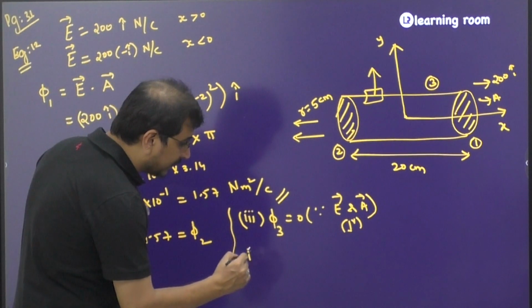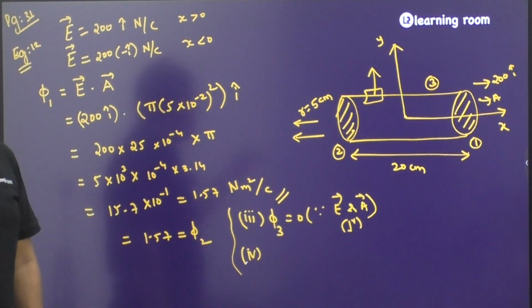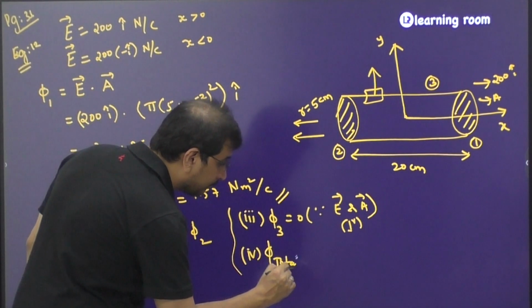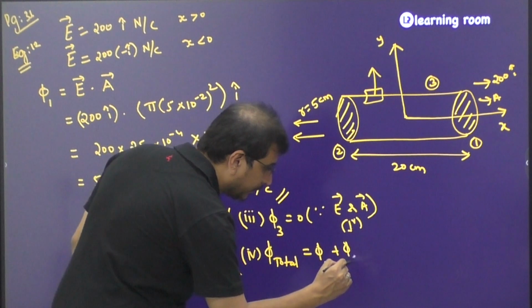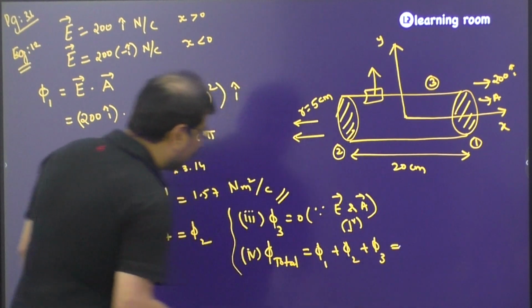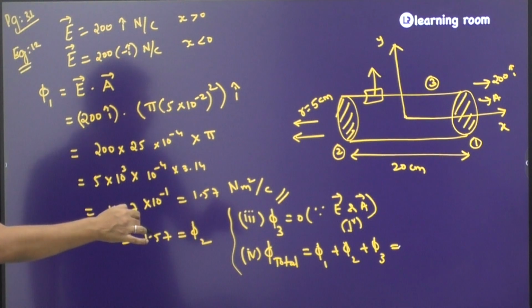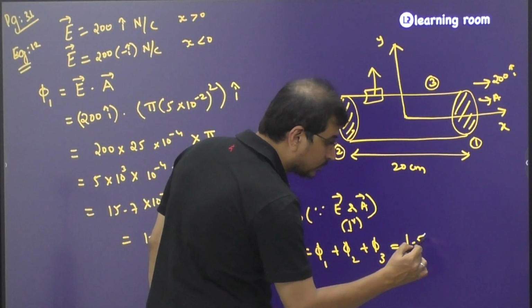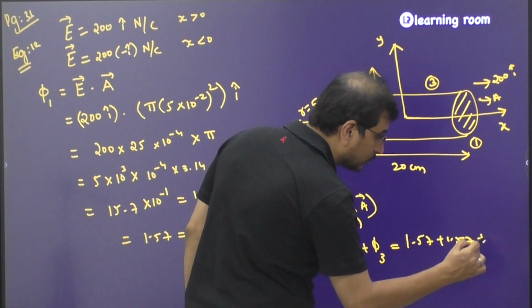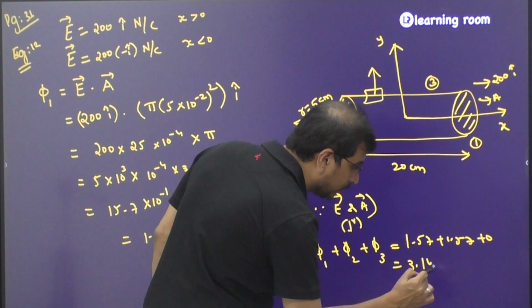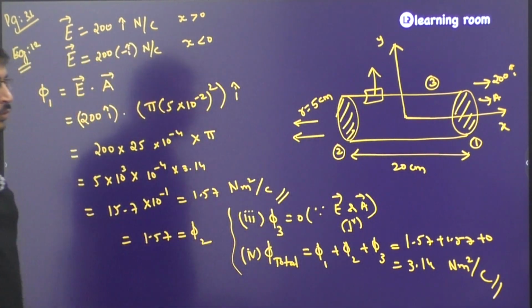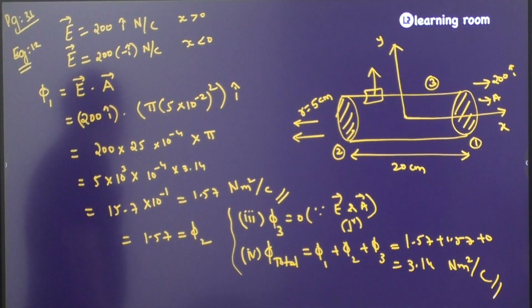Now, the next part that they are asking is the total electric flux. The total electric flux is phi 1 plus phi 2 plus phi 3, so 1.57 plus 1.57 plus 0. It is going to be 3.14 newton meter square per coulomb. So the total flux is 3.14 newton meter square per coulomb.